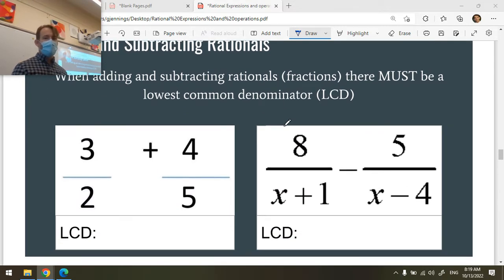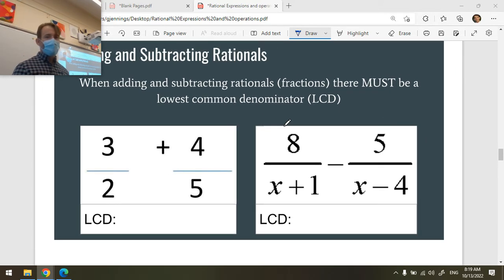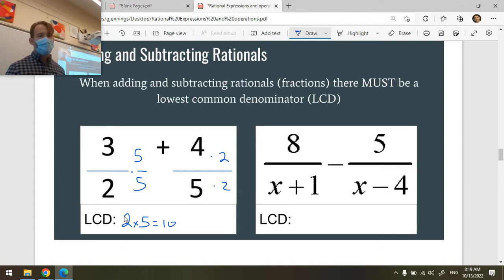So one thing that we want to remember with fractions is whenever we're adding and subtracting them, we have to create that lowest common denominator. Of course, over here, what's the lowest common denominator for these two fractions? 10. Yeah, it's 2 times 5. 2 times 5 gives us the lowest common denominator equals 10. So that would look like this. You multiply this one by 5 over 5, and you multiply this one by 2 over 2. And then you would have 15 plus 8 over 10. So this is 23 tenths. And we're pretty comfortable with that idea.